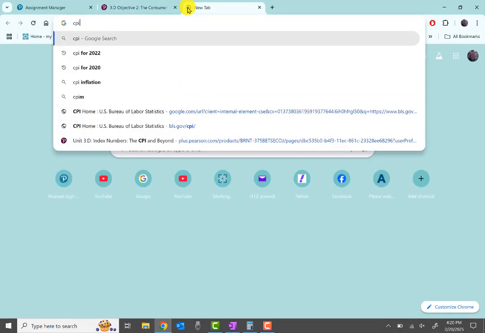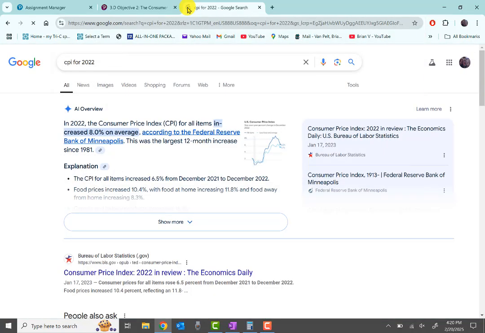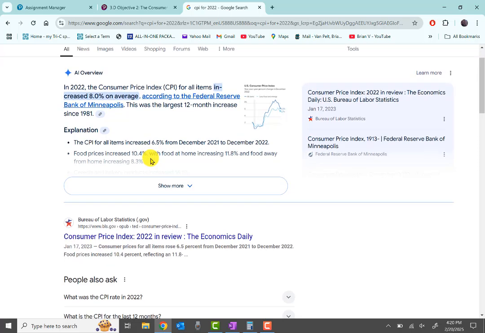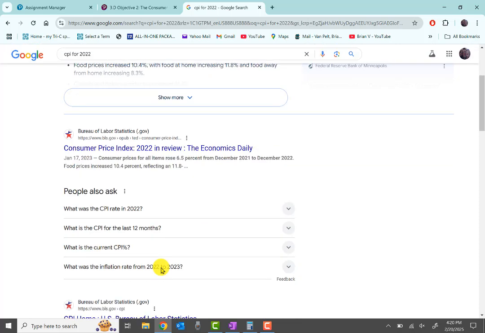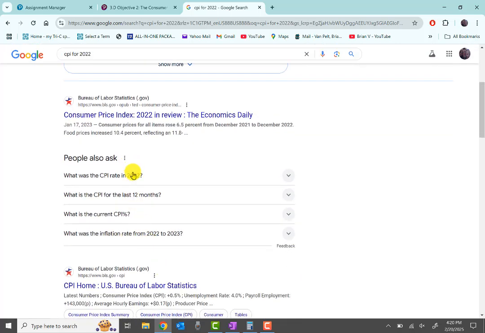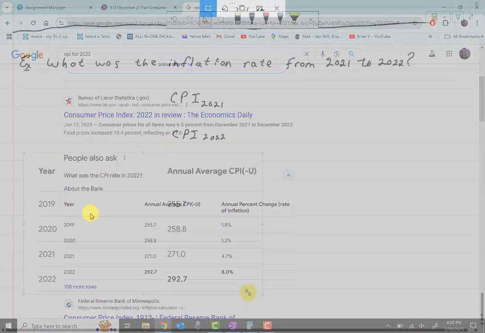I type CPI for 2022. Of course, when you type that, it tells you what the average was for the year. That's the hope. And so as you can see here, I have 8%. That doesn't tell me much. I don't want that. Let's see if this down here tells me the CPI for 2022. Here we go. Oh, I lucked out here. I've got 292. So let me go ahead and grab that page here.